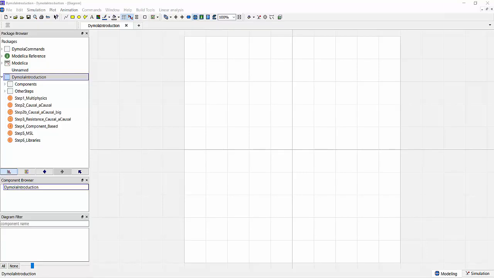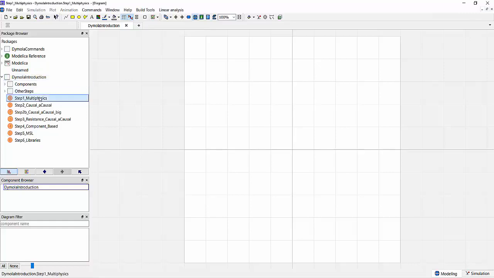To start things off, I want to clarify some terminology. So, what is Modelica? Modelica is a non-proprietary modeling language to model multi-physical systems, and Dymola is a development environment with which you can easily build Modelica models, compile, run, and simulate them.